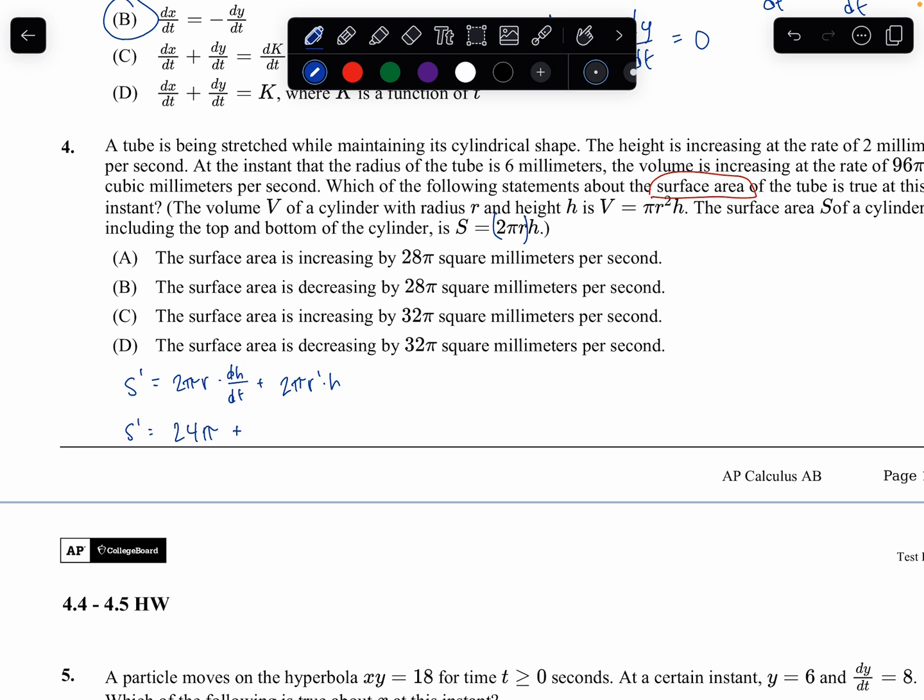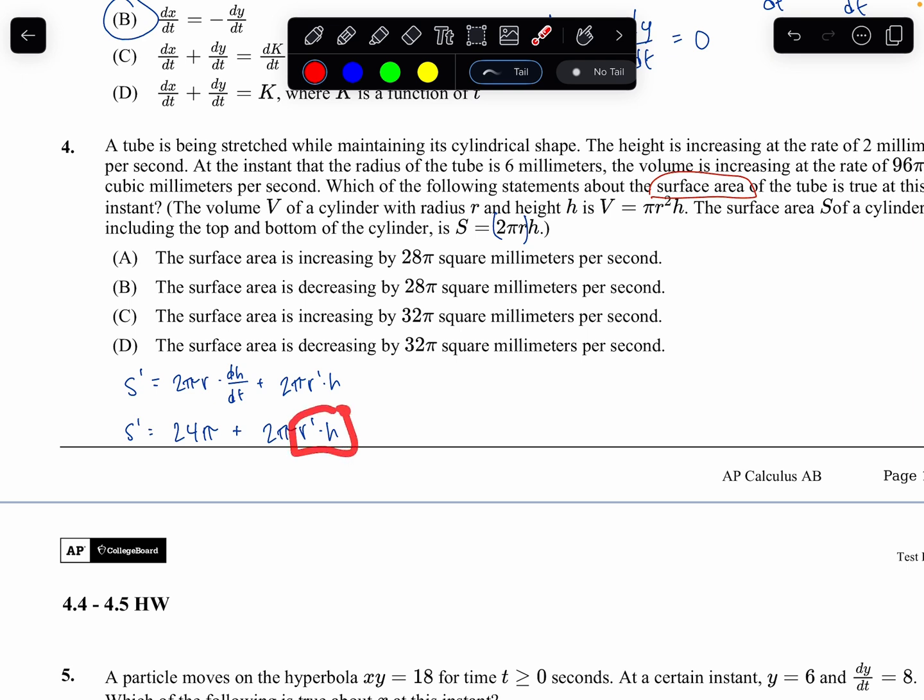Plus, now here, I don't know what the rate of change of r is, and I don't know what the height is going to be at that instant. So this right here is just going to have to remain 2 pi r prime times h. And so I'm left with this. I'm trying to figure this out, but I do not know what r prime is, and I don't know what h is. So now I'm going to have to look elsewhere, figure out what I need in order to help me finish this problem right here.